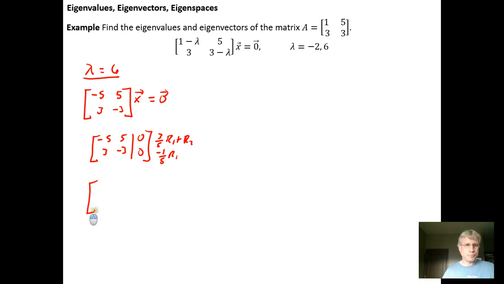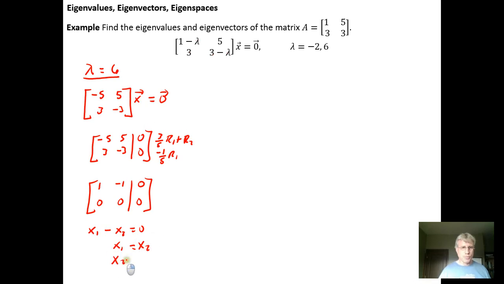So if we did that, negative 1/5 of row 1 would be 1, negative 1, 0. And 3/5 row 1 plus row 2 would zero out all of the second row. And so now this is in reduced row echelon form. So we know that this says x sub 1 minus x sub 2 is equal to 0, or x sub 1 equals x sub 2.